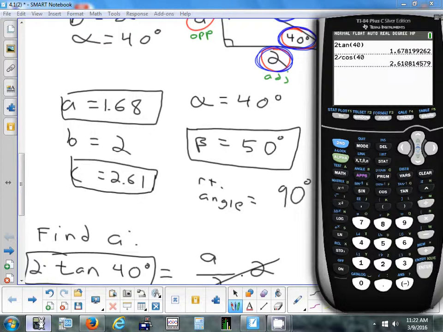Keep in mind, we rounded some answers off, so you might not get it exact. In fact, if we do a squared plus b squared, we get 6.8224, and c squared, 6.81. Right? So 6.81, 6.82, that difference is due to rounding. Okay? But since the Pythagorean theorem seemed to work, I would say we've done everything correct.